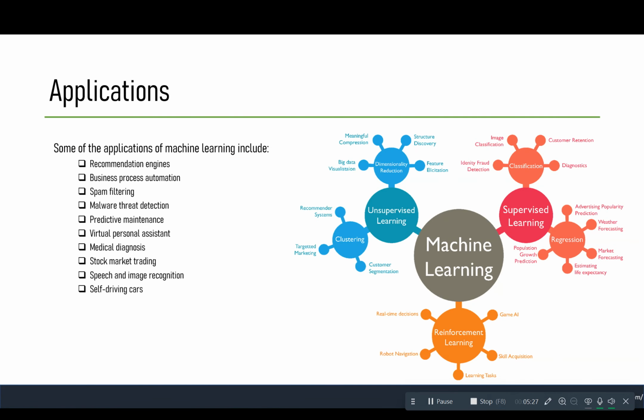Let's understand what the applications are. First, for example, the recommendation engine. Recommendation engines are a type of machine learning application that provides personalized recommendations to users based on their past behavior and preferences. These applications are commonly used by online retailers, streaming services and social media platforms to suggest products, movies and content that a user may be interested in.